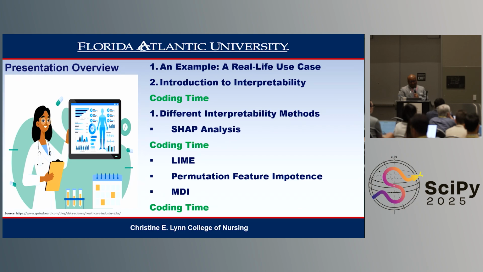Then it's the first coding time. It's two Colab codes that we already made for you. Then we go to SHAP, which is very detailed here, and then again coding time for SHAP, three Colab codes here. Then we go to LIME, permutation, feature importance, MDI, I believe a couple more, and then again a coding time.